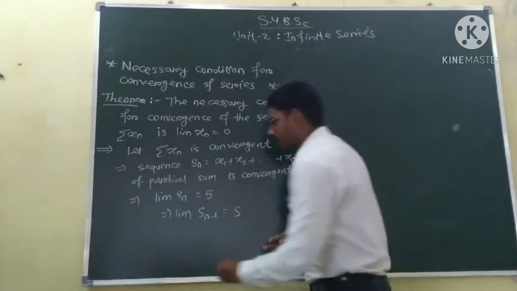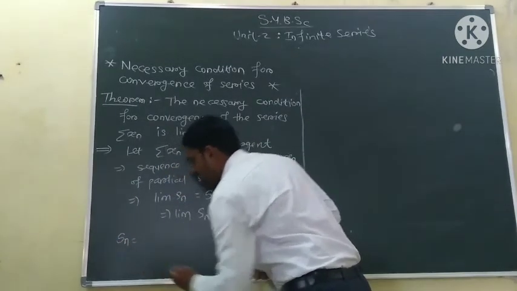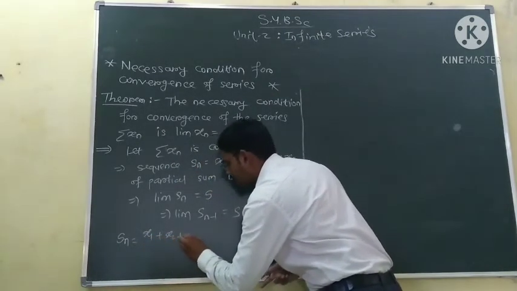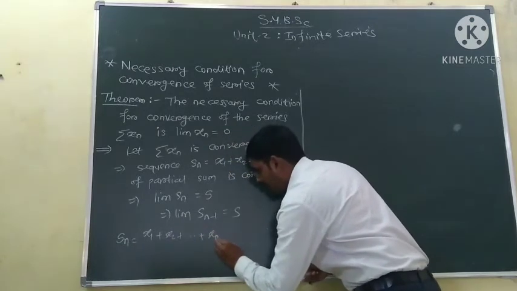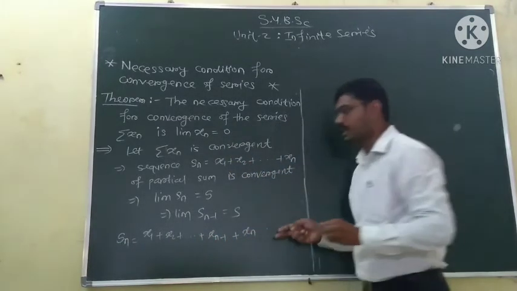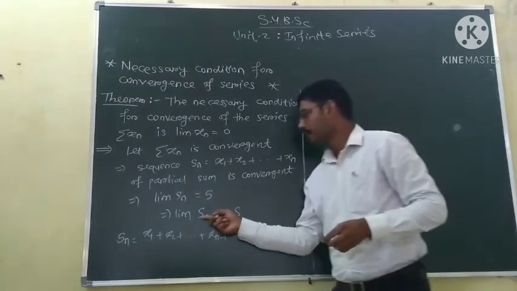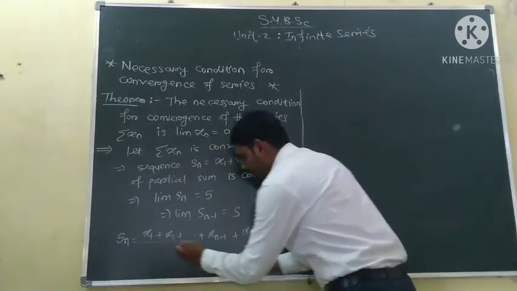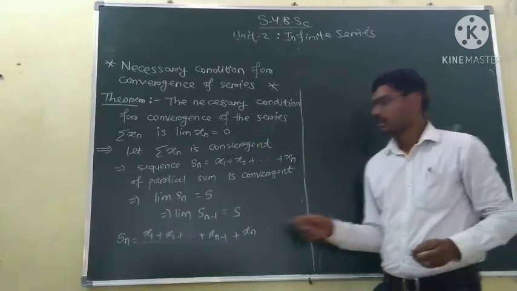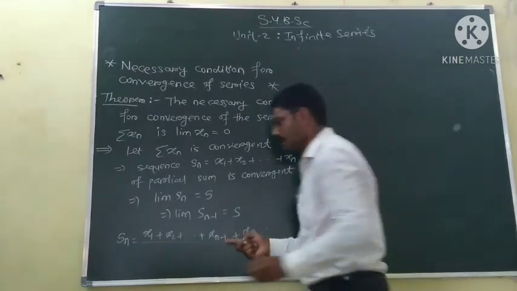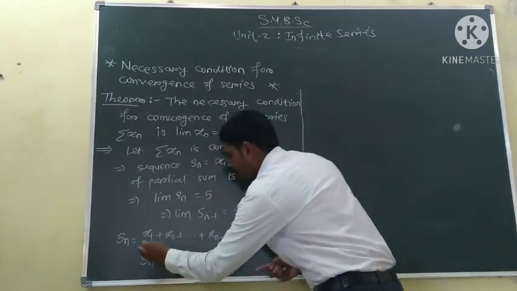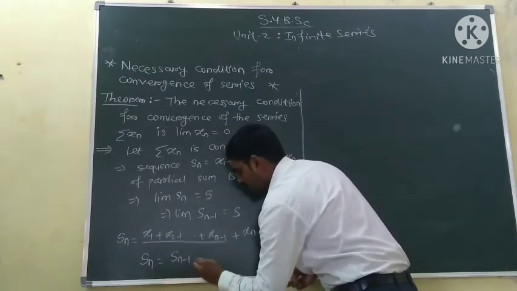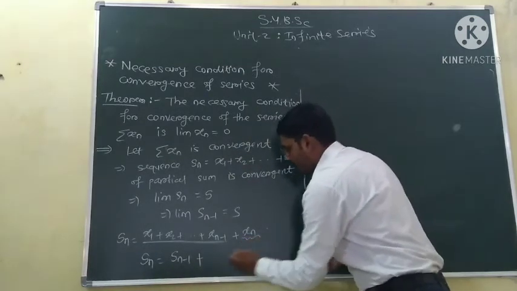Now we know the nth term of the sequence: Sn is equal to x1 plus x2 plus x3 up to xn minus 1 plus xn. This is the Sn. What will be our Sn minus 1? Sn minus 1 will be the sum of the first n minus 1 elements of the series. Up to here is nothing but Sn minus 1, that is, the sum of the first n minus 1 elements. This implies our Sn is equal to Sn minus 1 plus the remaining xn.